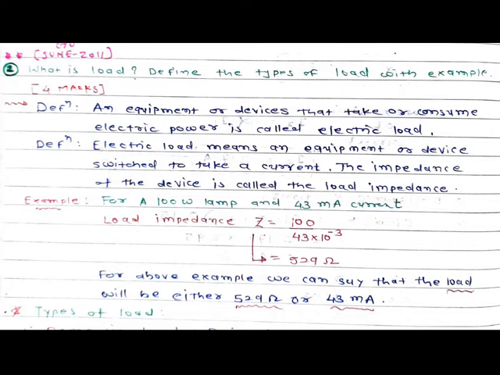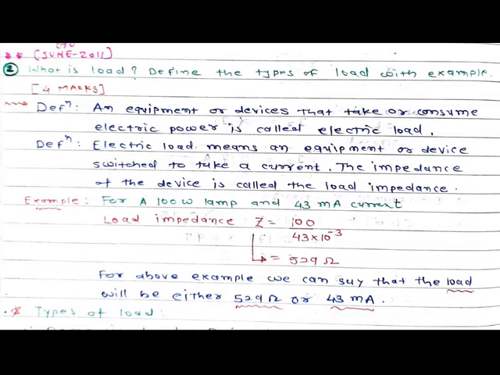Okay, now most important question, what is load? Define the types of load with its examples. So it was asked in GTU June 2011 for 4 marks. So now first of all, the definition of the load. An equipment or a device that takes or consumes electric power is called electric load. So, a simple definition: an equipment or device that takes or consumes electric power is called electric load.